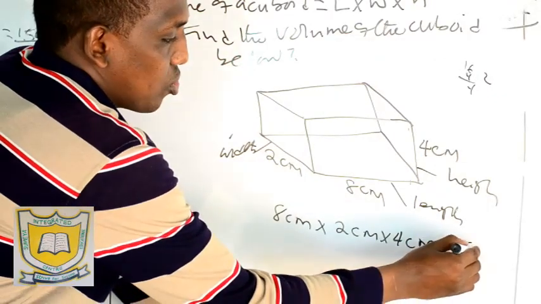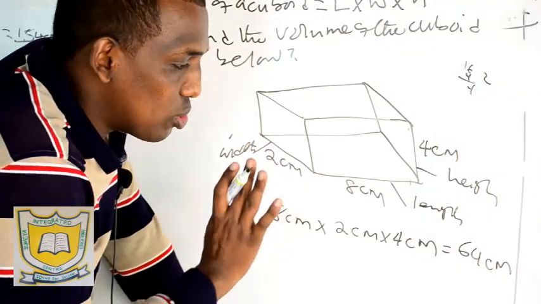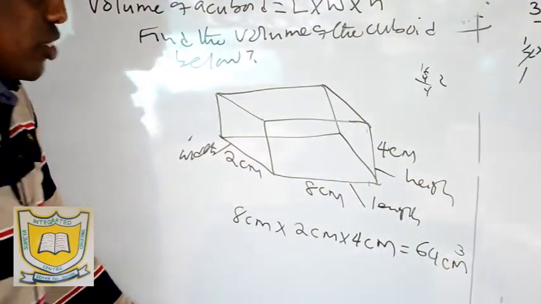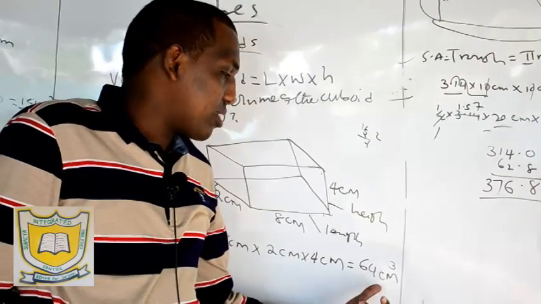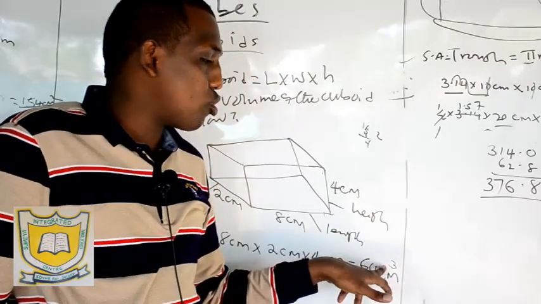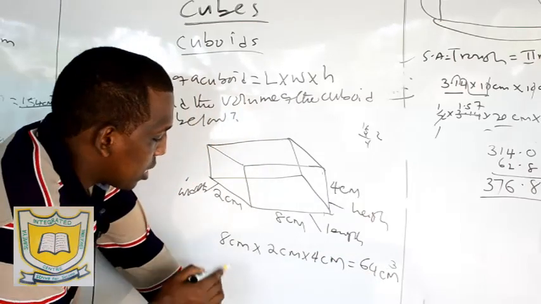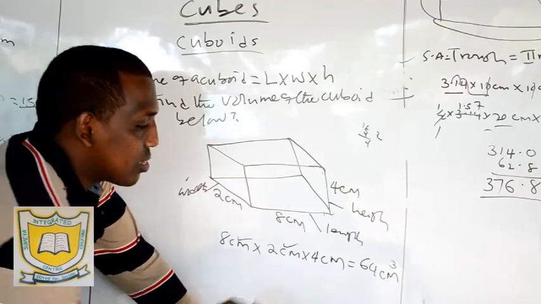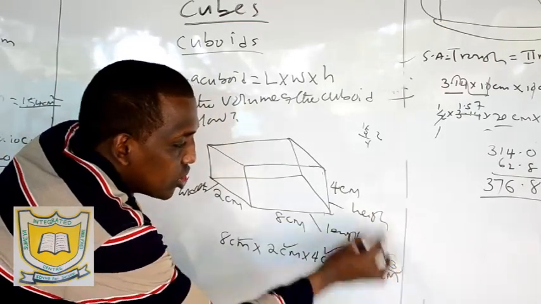So 64 centimeter. Now it is volume, not squared. It is volume now, centimeter cube. So please, in an examination, in the multiple choices, you might find 64 centimeter squared, 64 centimeter cube. So volume is 64 centimeter cube. Why do we use cube? This one has centimeter 1, this one has another centimeter 2, this one has another centimeter 3. So they are 3 centimeters. That's why we say it is cube now.